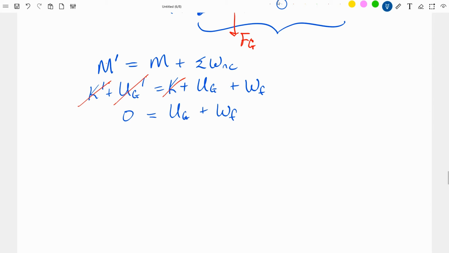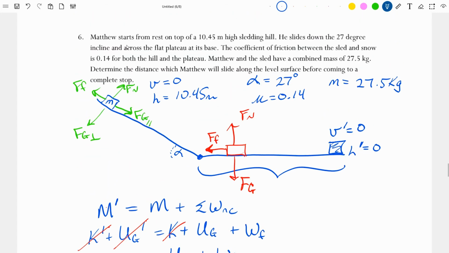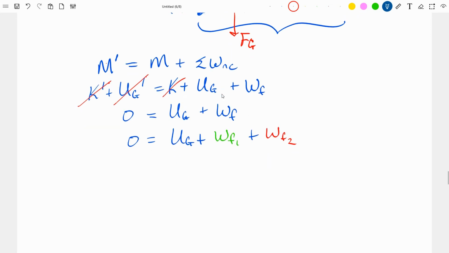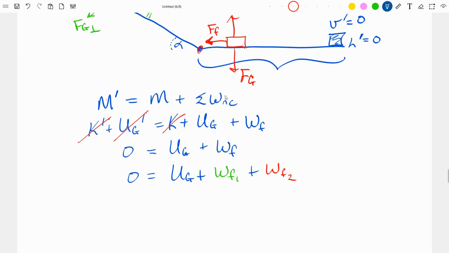So how about if I do it this way? 0 is equal to U gravity plus, because friction did work in this weird way, I'll use my colors of green and red to be consistent with my diagram. Let's think of it while it was on the hill, work done by friction part 1, while on the incline, in other words. Plus, friction did a little extra work, actually, probably considerable extra work, while it was on the level surface, or while Matthew was on the level surface. So, yeah, friction did work, but I have to break it into two parts because of that change that occurred at the transition.